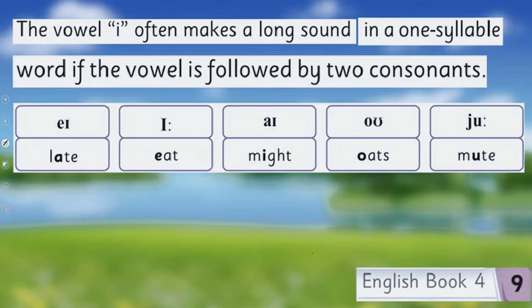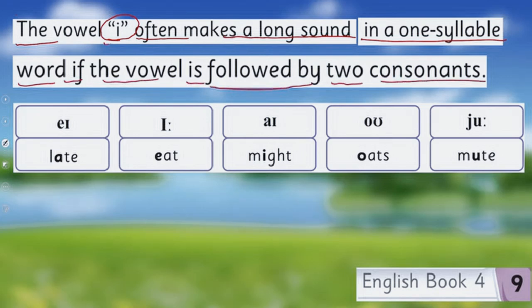Its examples are... and one new rule we are going to learn over here: the vowel I often makes a long sound in a one syllable word if the vowel is followed by two consonants. Like if you find I over there in one syllable, and this I is followed by two consonants, it will give its long sound I, as you can see in might. So here it's giving its long sound. All right, again it's late.